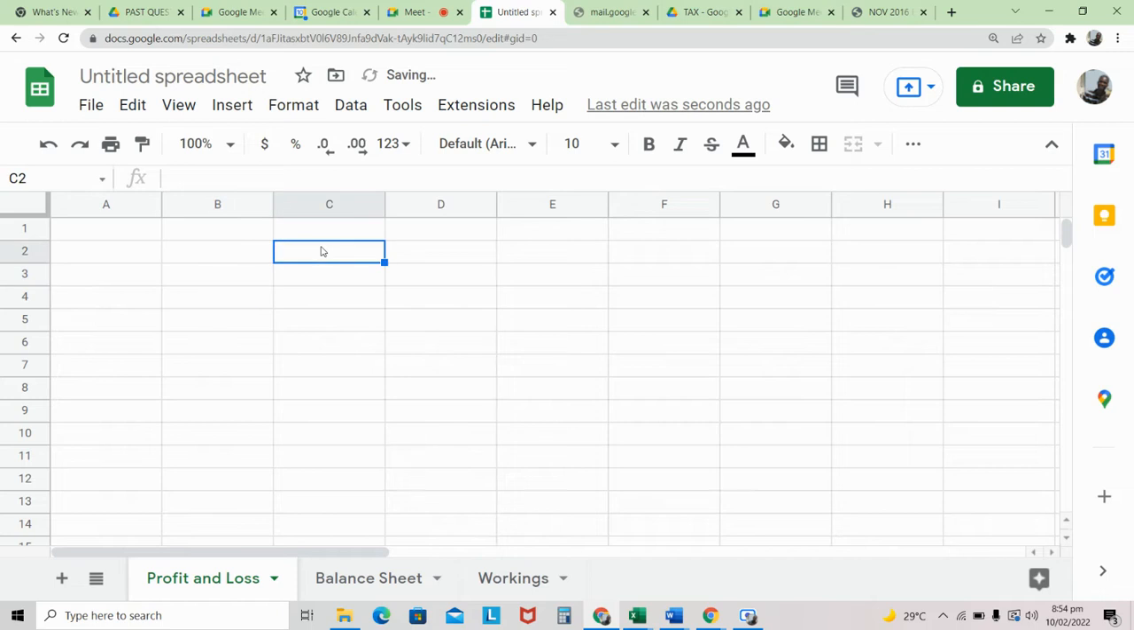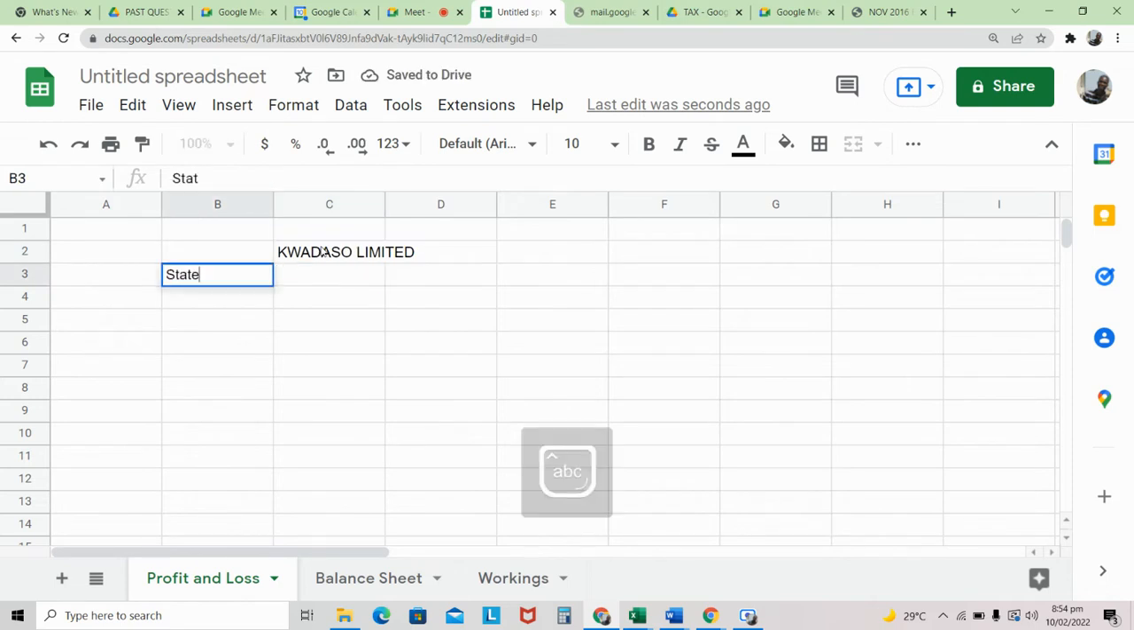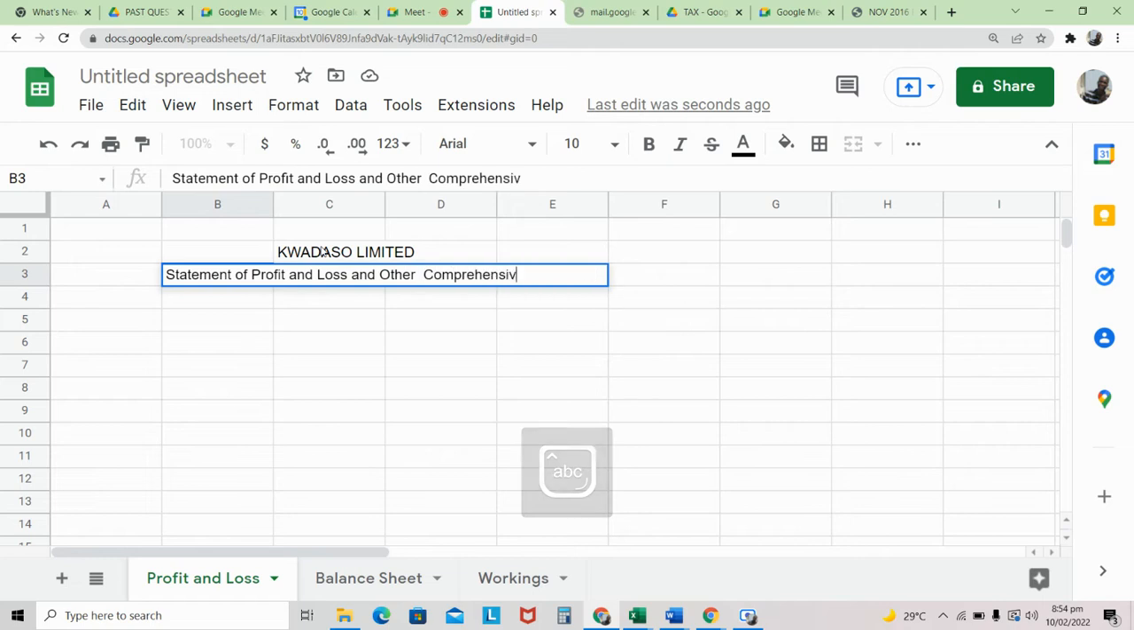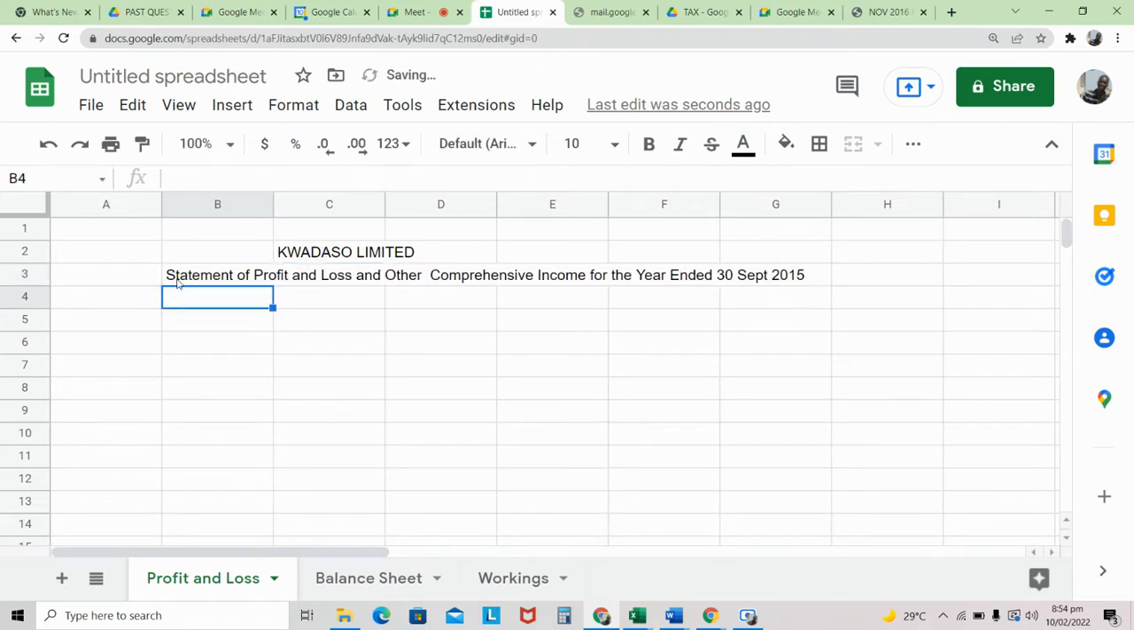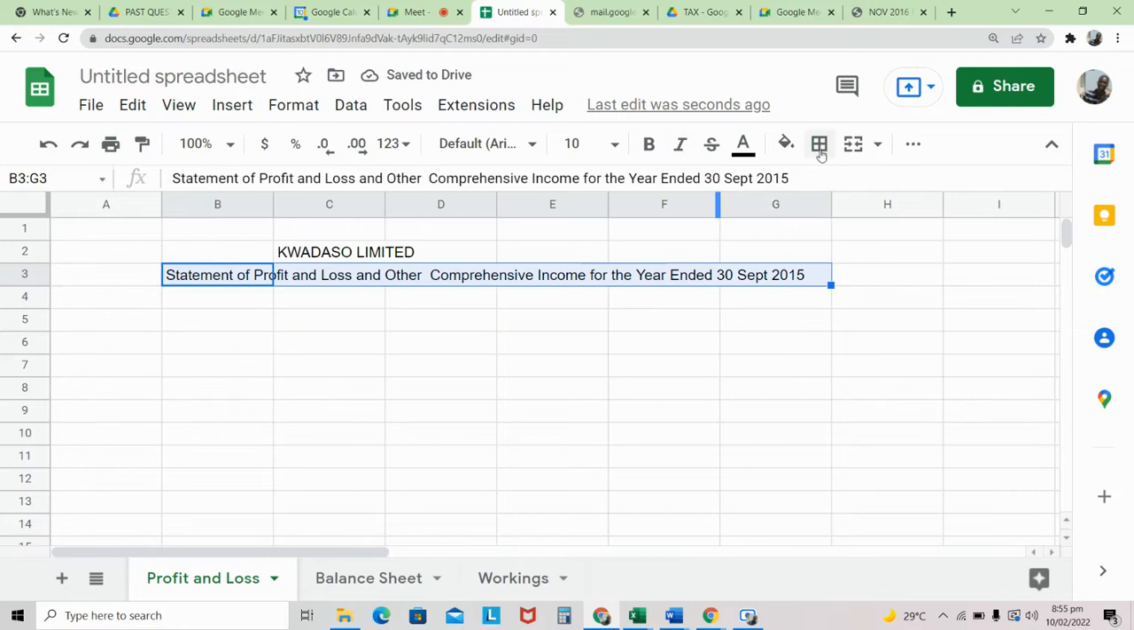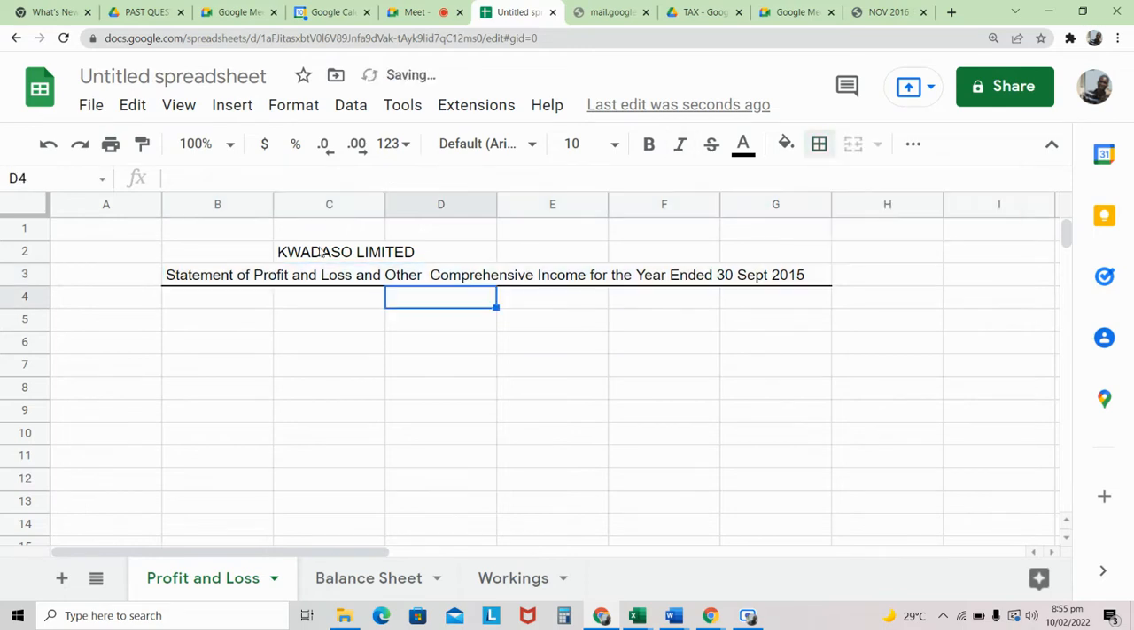Okay, so we'll start with Quadaso Limited. Statement of profit and loss and other comprehensive income for the year ended 30th September 2015. Then you underline it nicely like this.